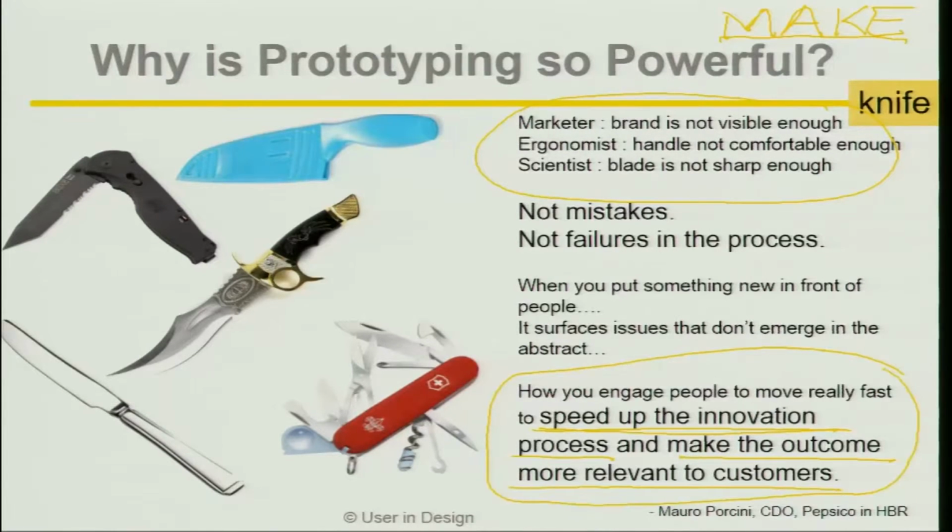Please understand the importance of this. Paper prototyping, or rather prototyping, is so powerful because it helps you speed up the innovation process and make the outcome much more relevant to customers. So you eliminate what doesn't work and you move on to what does work. So therefore, rapid prototyping. So what is rapid prototyping? Build your design quickly using things you see around you.